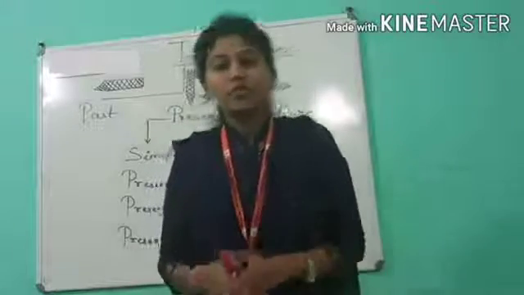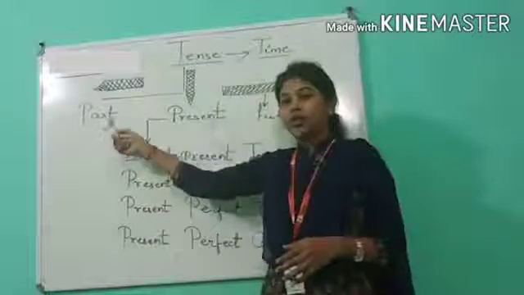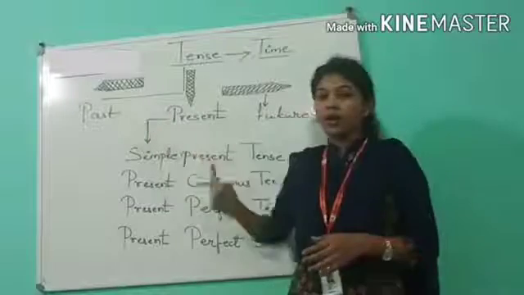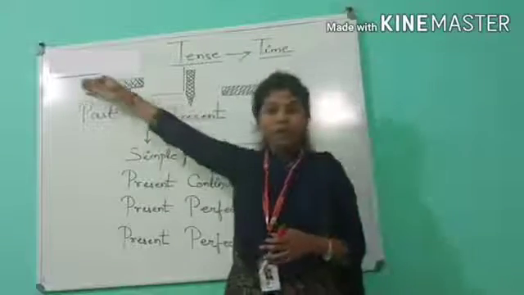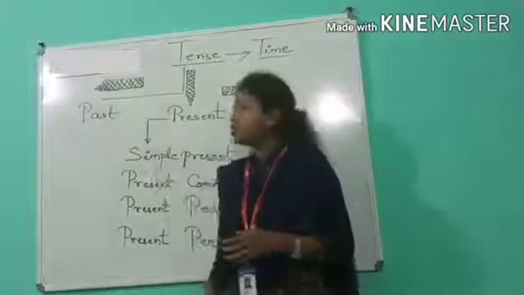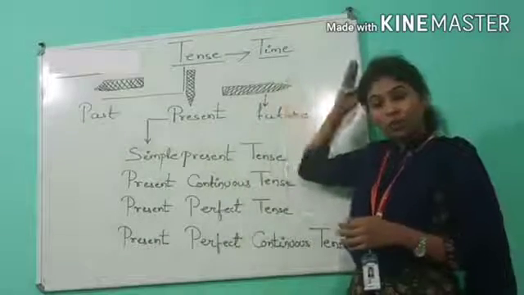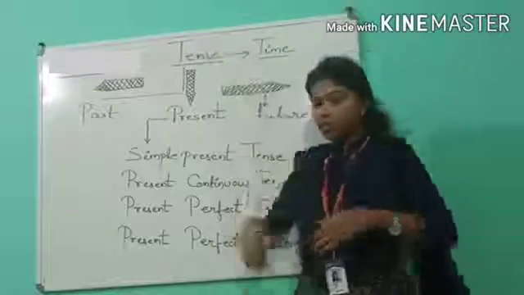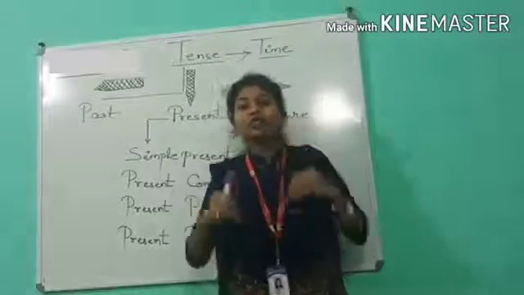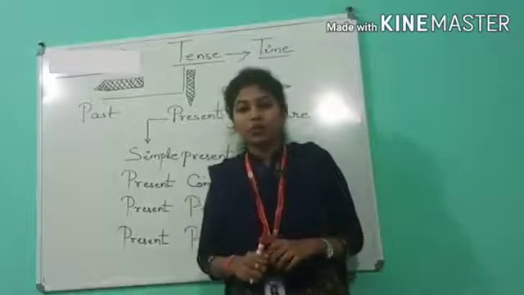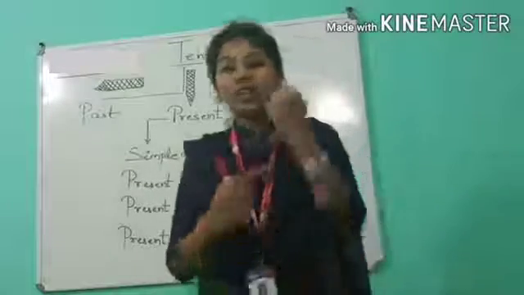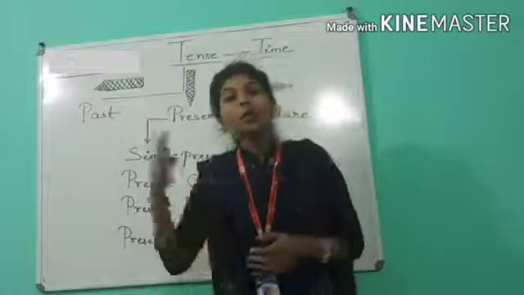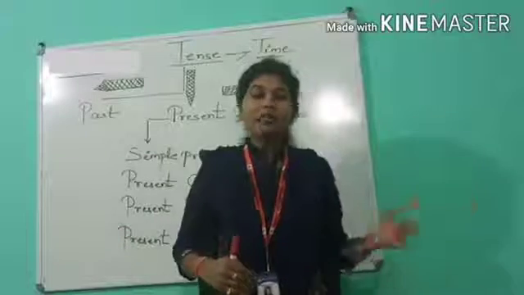So it is of three types. What are they? Past, present and future. You can see the arrow mark. The arrow mark going that side is the past, and the future will come on the other side. And for the present, the arrow mark is like this. That means it is talking about the present situation. So here, tense means it tells us about the time an action is done. It is of three types: past, present and future.